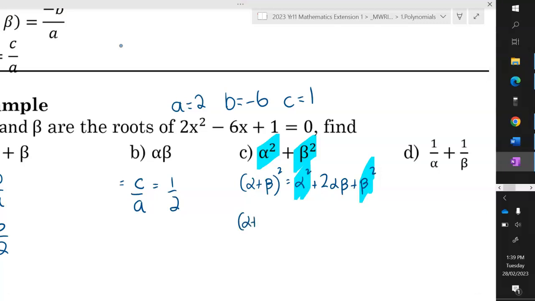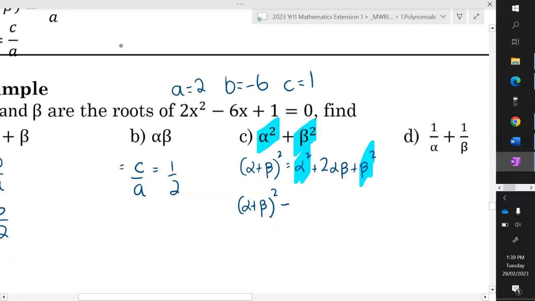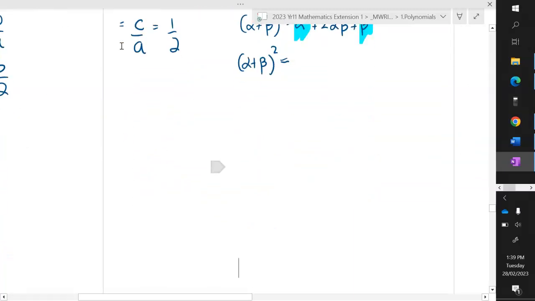So if I had alpha plus beta still all squared on the left hand side, and I took away from that the 2 alpha beta that was on the other side, so both sides have 2 alpha beta taken away from them.